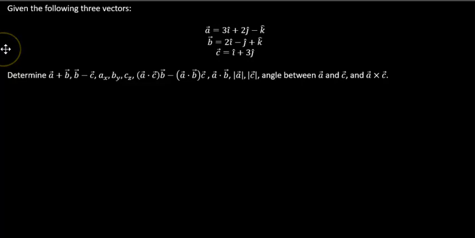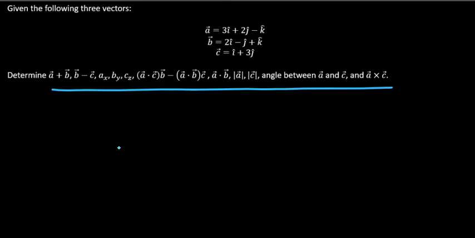In this video, we shall look at some basic vector operations. Let's look at the following problem. You are given these three vectors, vector A, vector B, and vector C. They are expressed in terms of unit vectors i hat, j hat, and k hat. You are to perform these vector operations and determine the results.